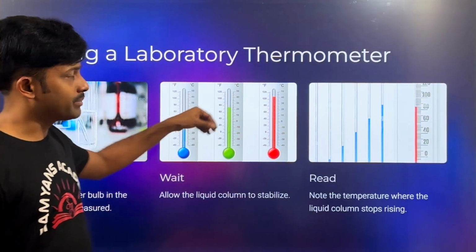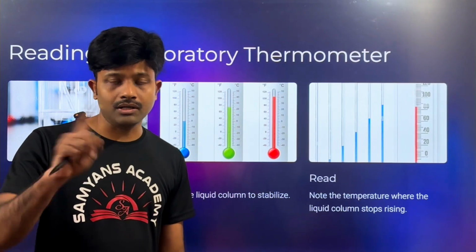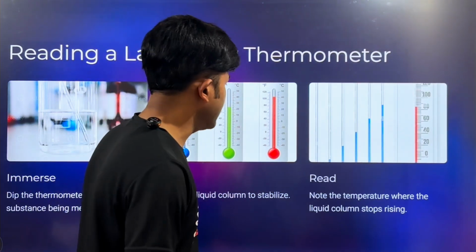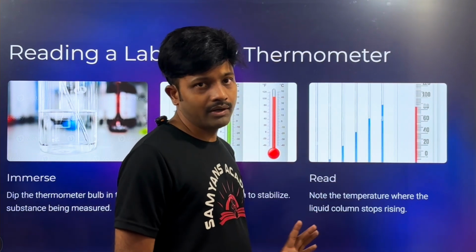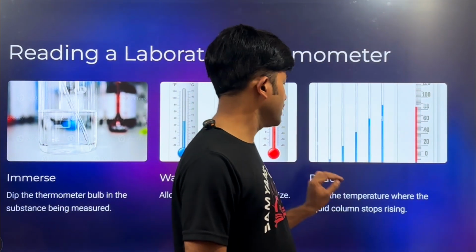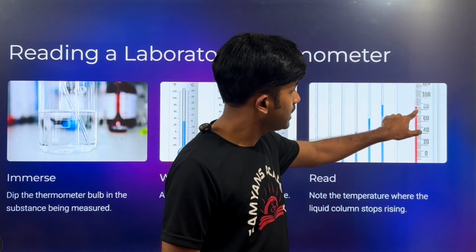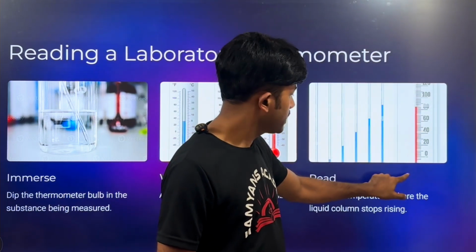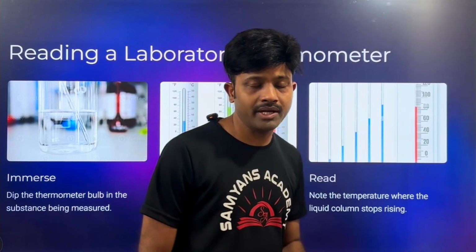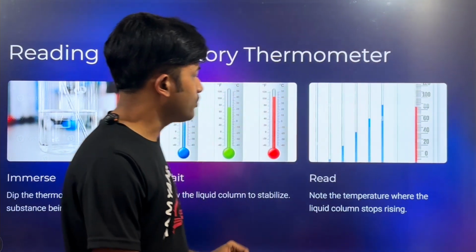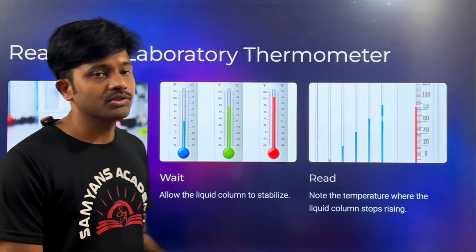Whatever liquid is present in the thermometer will rise based on the temperature of the object, right? So by using this colorful liquid, we can easily measure the temperature. Now you see, how much is it showing? It is around 81, 82 degrees Celsius. This red line has risen up to 82 degrees Celsius. That means the temperature of the water is 82 degrees Celsius.